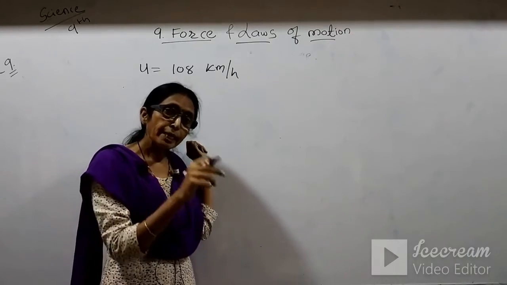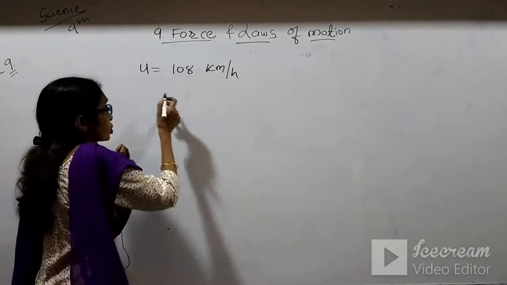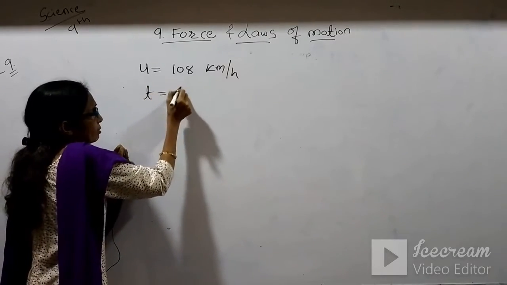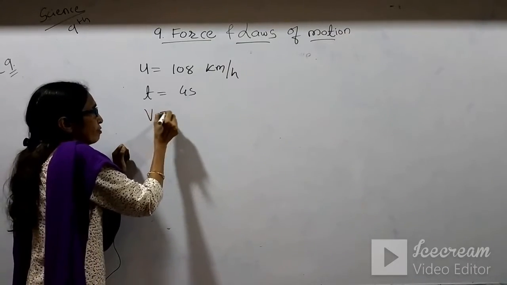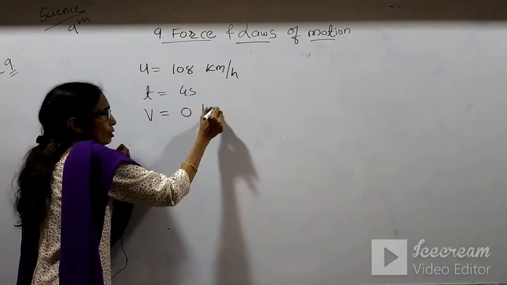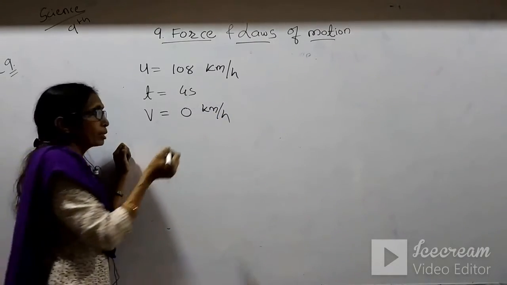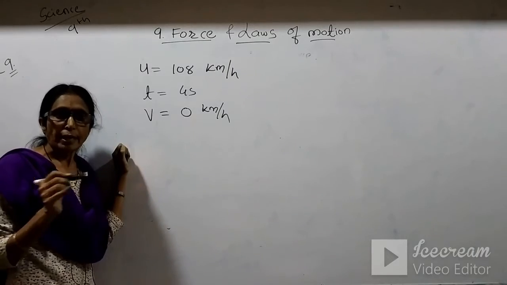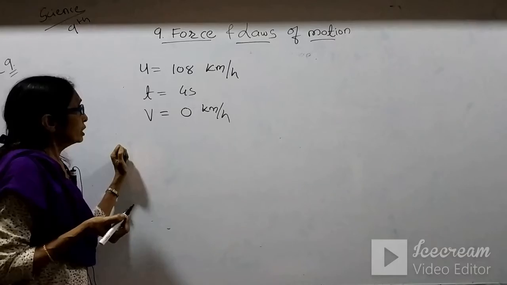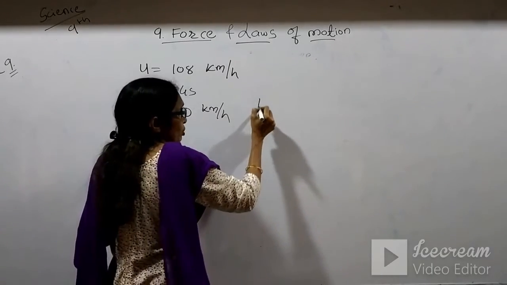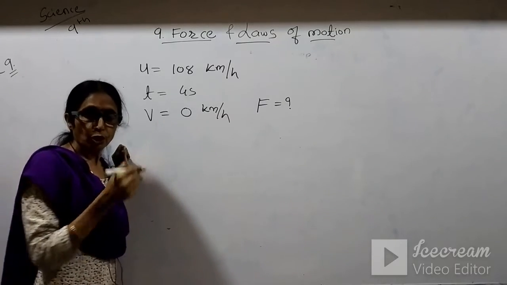Now, the brake is applied on it. So after 4 seconds, it will stop. So time is equal to 4 seconds. It will stop, means final velocity is 0. Whatever unit you use, kilometer per hour or meter per second, because the value is 0, it doesn't make any difference. And what do we have to find out here? We have to find out how much force is applied to stop the vehicle.